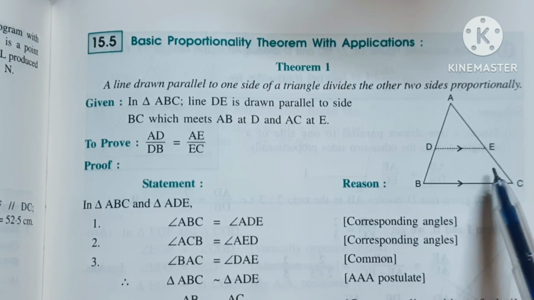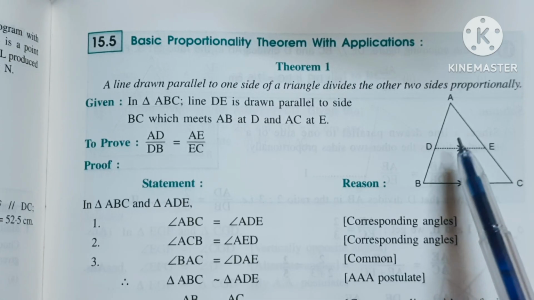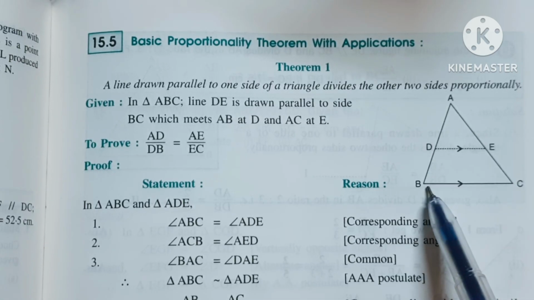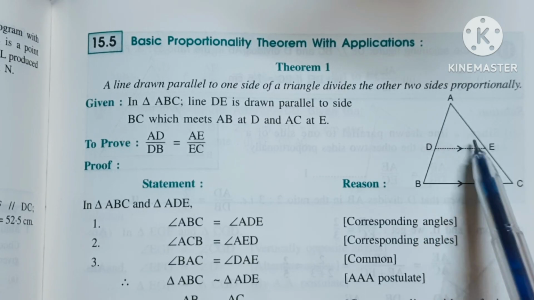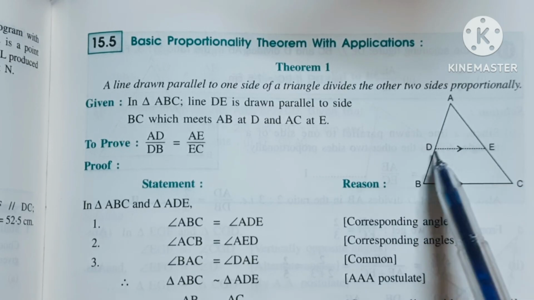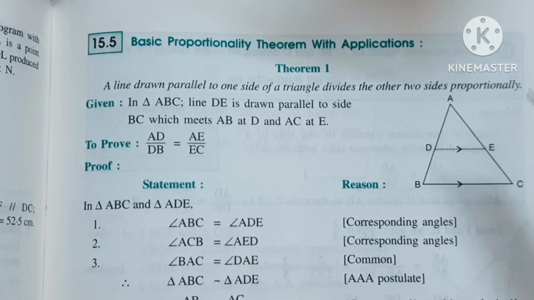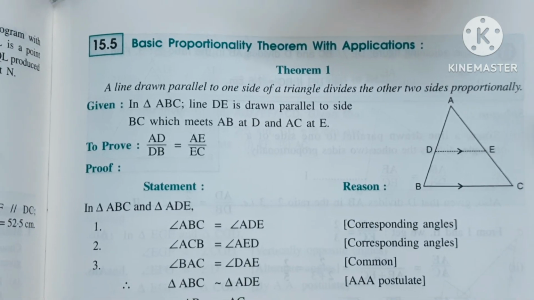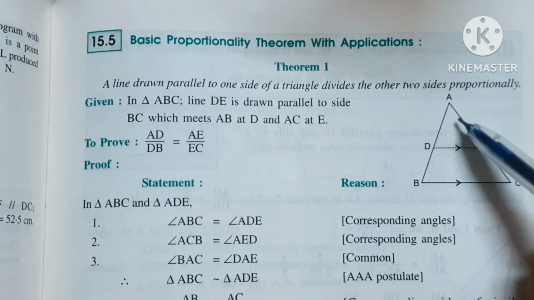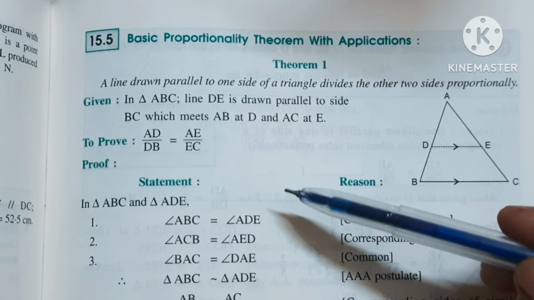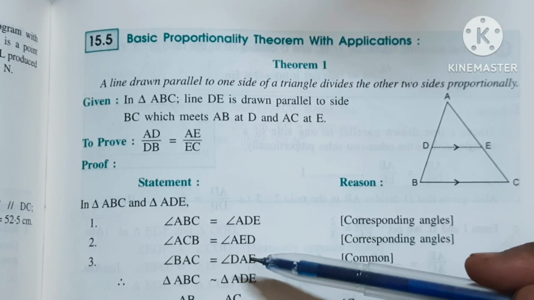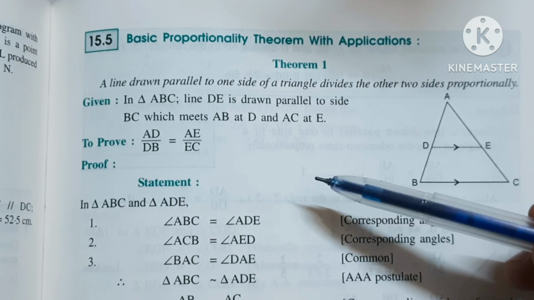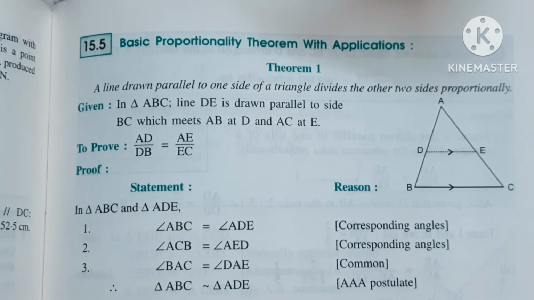Now, according to this theorem, AD by DB is proportional to AE by EC. That means this line divides the other two sides, AB and AC, proportionally. That means AD by AB is equal to AE by AC. The proof of this theorem is written here. I'm not going to explain that. Now I will jump directly to exercise 15D.